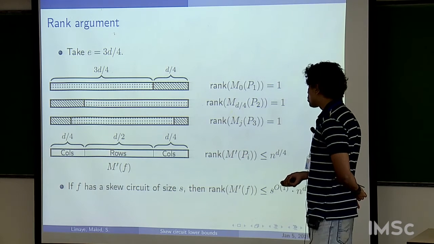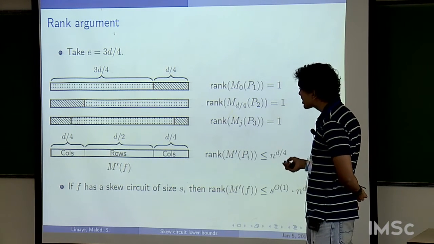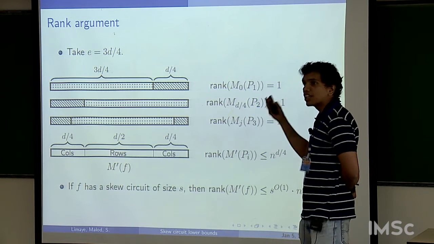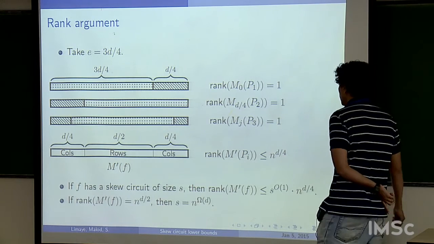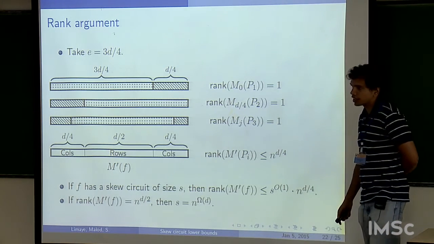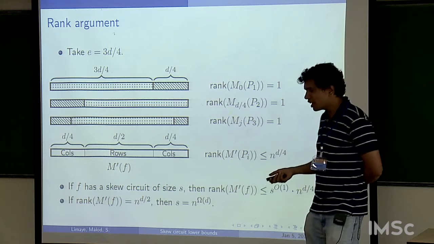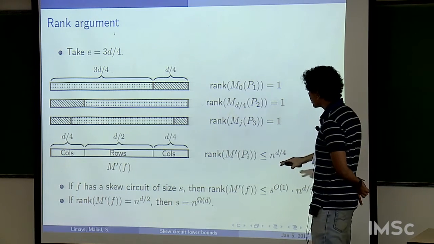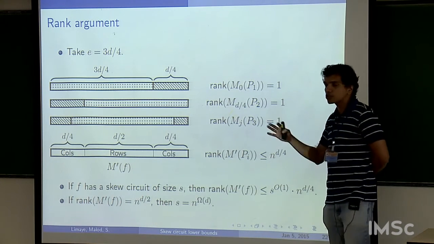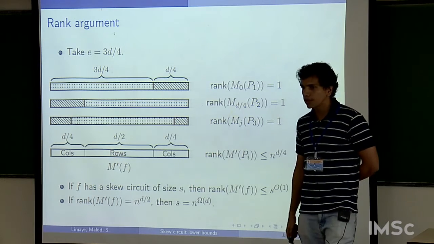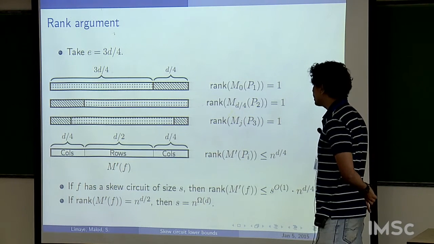If on the contrary we choose our f so that this matrix has as large a rank as possible, which is n to the d by 2, this will give you a lower bound of n to the omega d. So the only thing is that we don't get that these are rank 1, but they're still small enough for us to derive our lower bound.